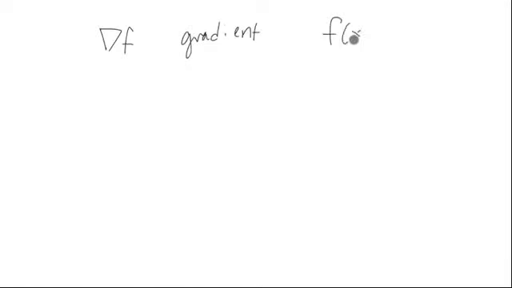Let's take a look at del f, or the gradient vector, and we're going to just think about functions of two variables, f(x, y). In fact, let's take a look at one specifically. Why don't we do x squared plus y squared?